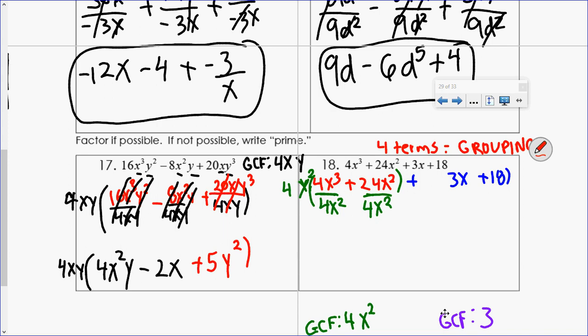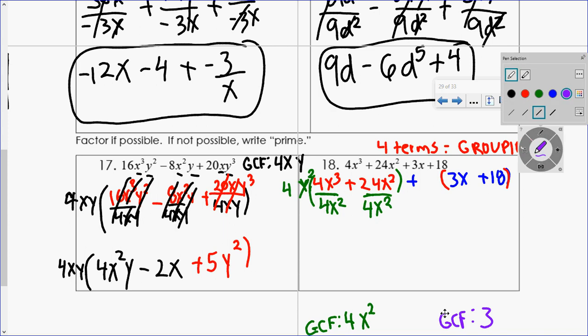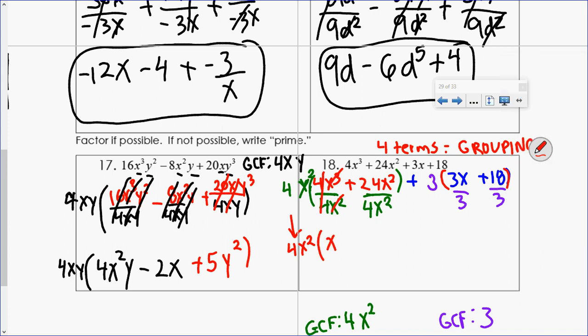On the right, I'm going to have my greatest common factor over here. 3 comes out and divide each term by 3. Then I'm going to simplify over here. 4x squared is going to come down. 4 divided by 4 is just 1. X cubed divided by x squared is x. Plus 24 divided by 4 is 6. X squared divided by x squared is just 1.